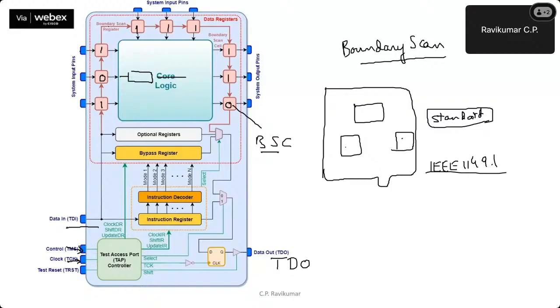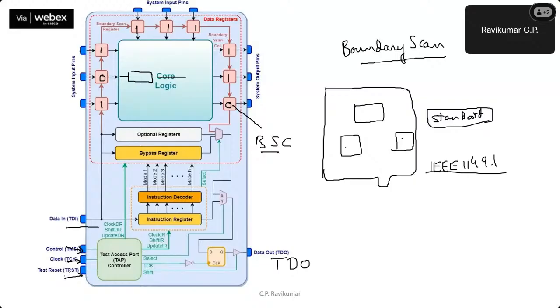The boundary scan cells are fed by the test clock, which is different from the clock that is given to the core logic. The core logic may be capable of operating at hundreds of megahertz, but shifting of test data may happen at a slower pace. And sometimes you may also need a test reset pin, right? So this is an optional pin, okay? But the remaining four are mandatory.